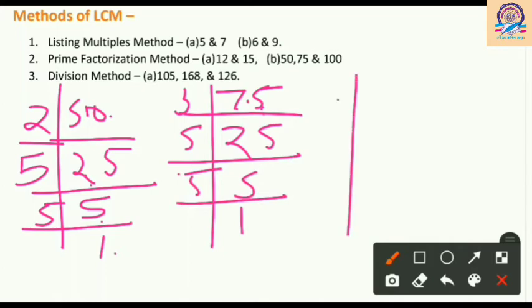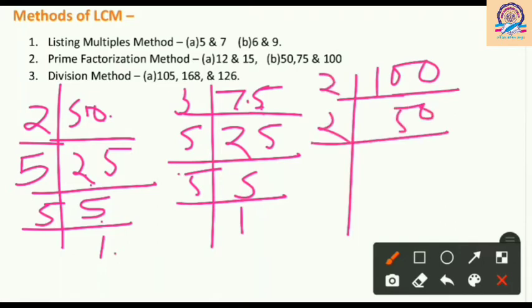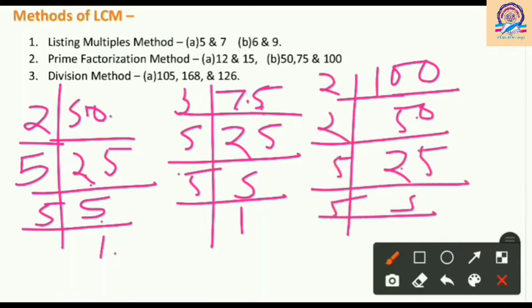Now the next number is 100. Here is 100 and it is an even number, so 2 can divide, so 2 50 ja. Then once again it is divisible by 2, 2 2 ja 4, 1 is remaining means 2 5 ja 10. Then 5 5 ja and last 5 1 ja.